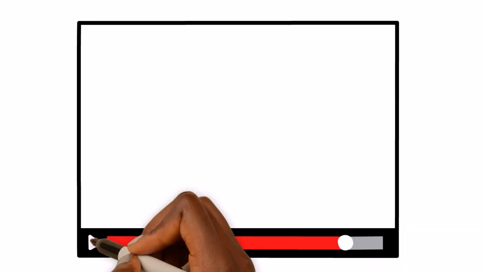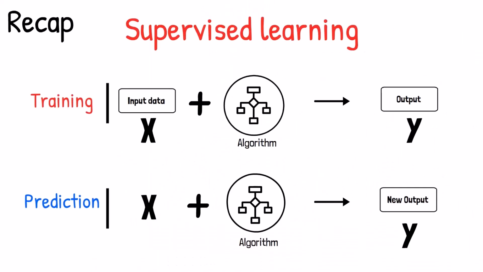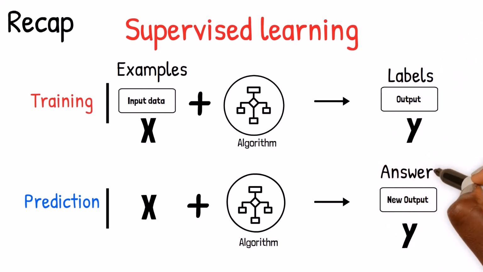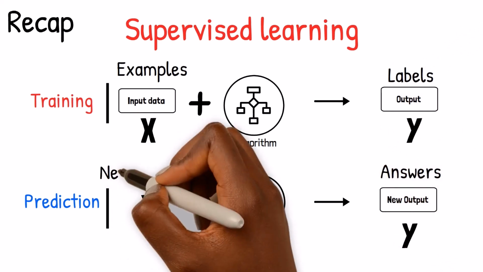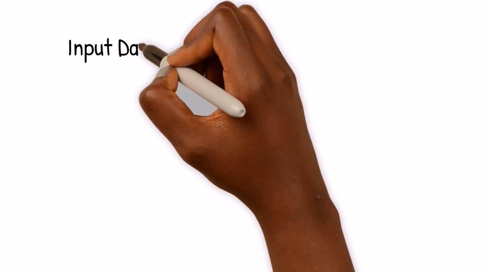In our last episode, we talked about supervised learning, where we showed the computer lots of examples with the correct answers or labels. The computer learns from these examples to predict the right answer when it sees new input data. But that's not the only way a computer learns.